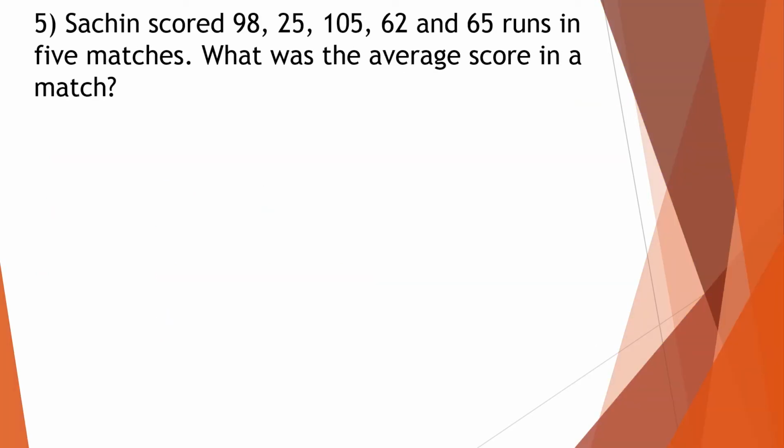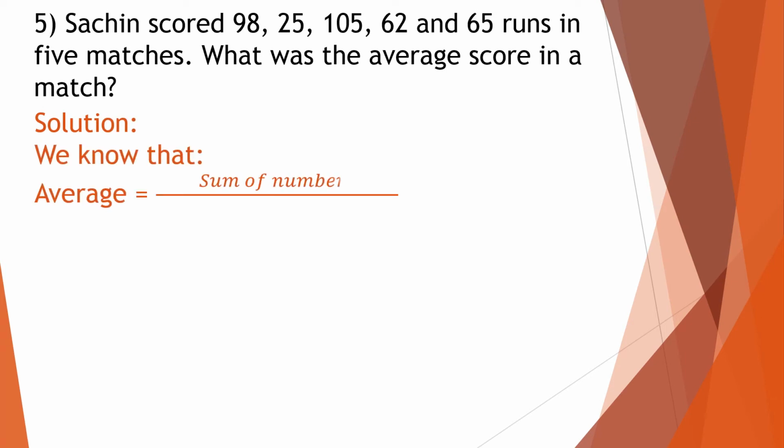Let us solve one more question. Question number 5. Sachin scored 98, 25, 105, 62 and 65 runs in 5 matches. What was the average score in a match? Write the solution. We know that average is equal to sum of numbers upon total number of observations.